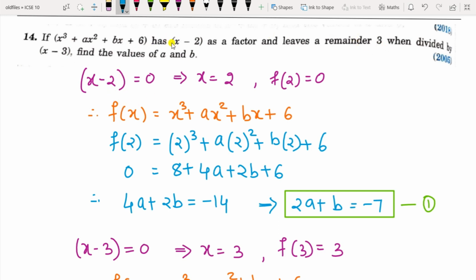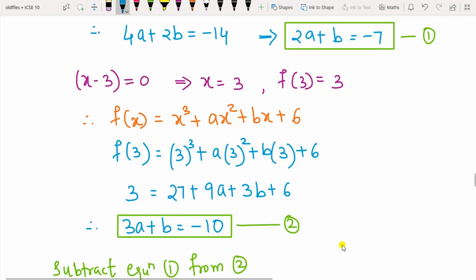So first of all, we will consider the first factor x minus 2, and then by substituting x equal to 2 here, we get an equation in terms of a and b as 2a plus b minus 7, that is equation number 1. Then consider the second factor x minus 3, but here the remainder is 3 in this case. So here f of 3 is not 0, it is f of 3 is 3 in this case. So here you have to substitute f of 3 as 3 and x value is also 3. So this becomes your equation 3a plus b equal to minus 10, that is equation number 2.